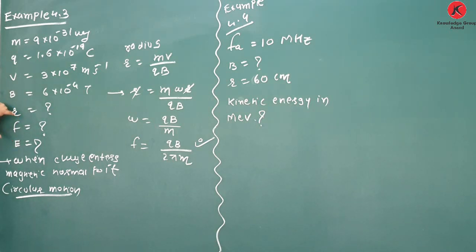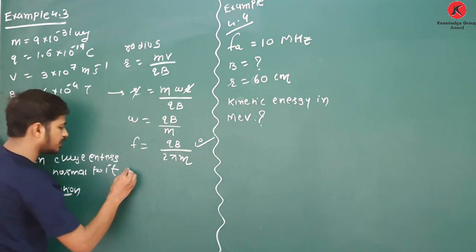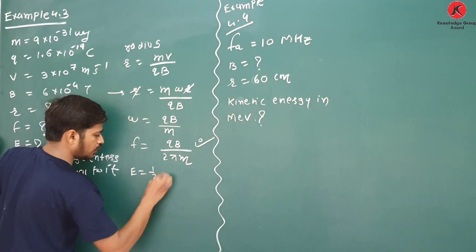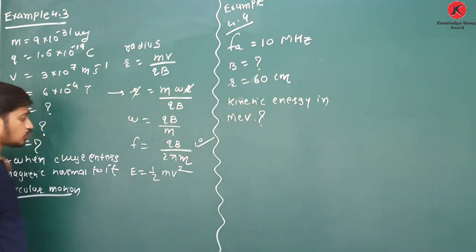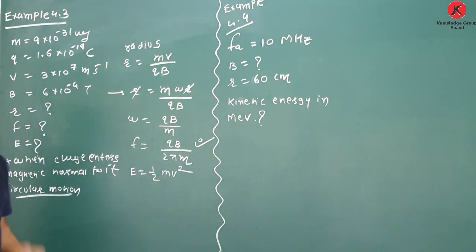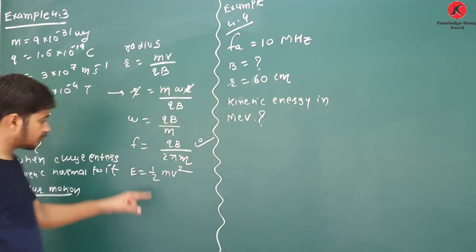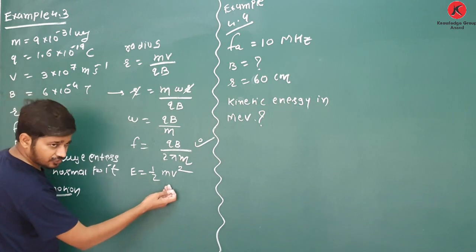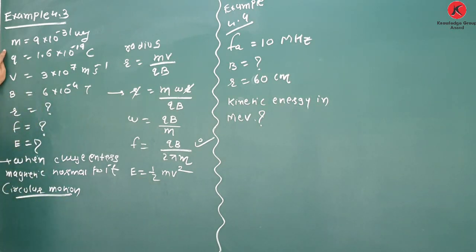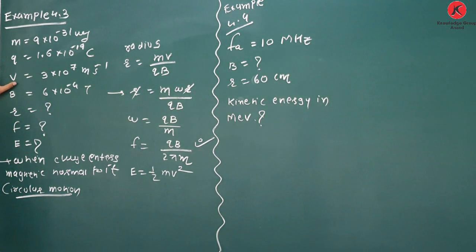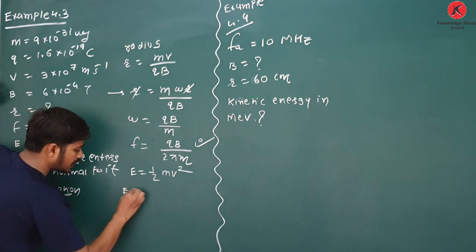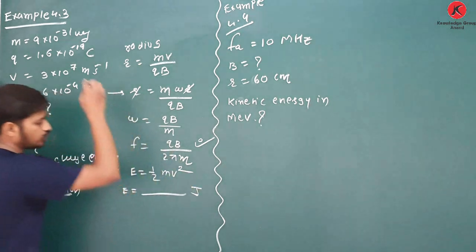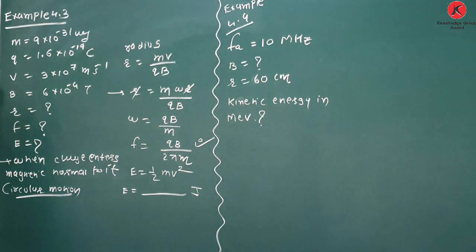Last question is energy. What is energy? You know the equation of energy: E is equal to half mv square. What is the unit of mass? Kg. What is the unit of v? It is meter per second. So with this data, mass 9 × 10^-31 kg, v 3 × 10^7 meter per second, if you calculate energy, your answer will come in joule.